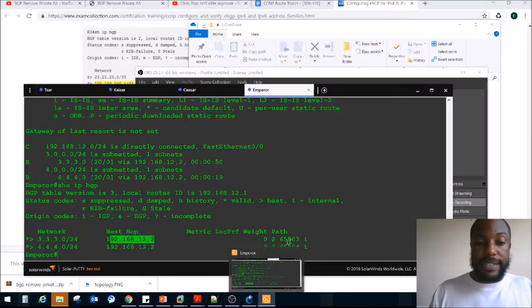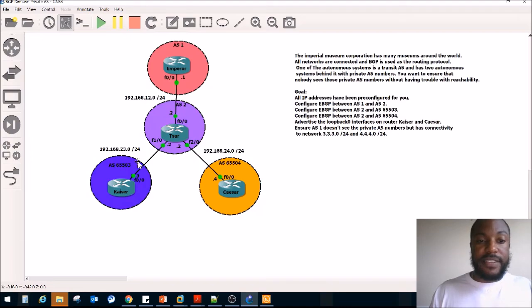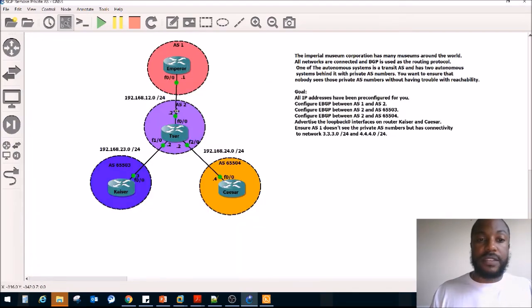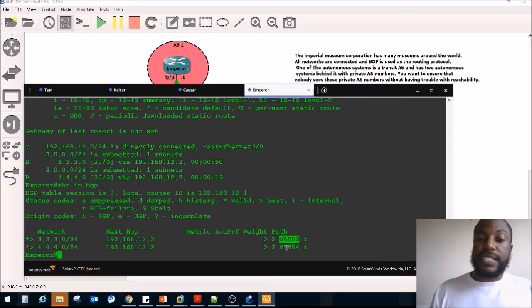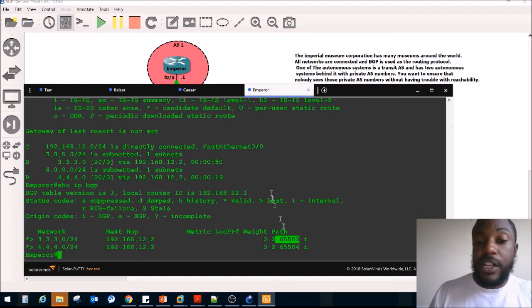But also, it says here that the path is AS2. It says the path to that is AS2 first. So you go to AS2, and then you'll make it to 65503, right? So we can see the private AS numbers, basically on the global internet is what we're simulating here. We don't want that, right? So how do we do that?